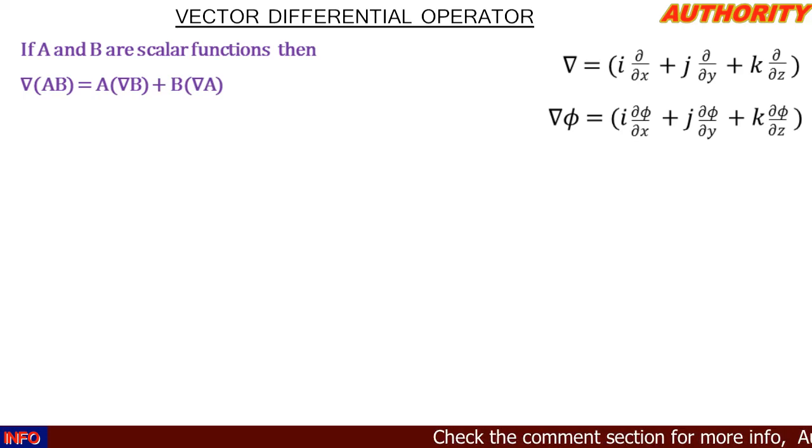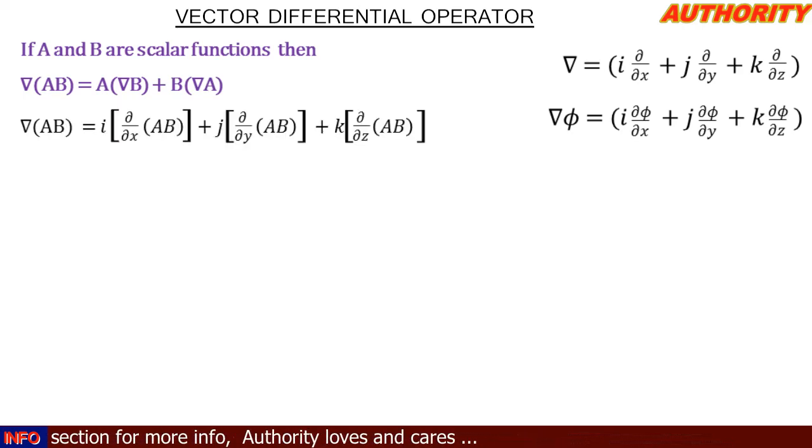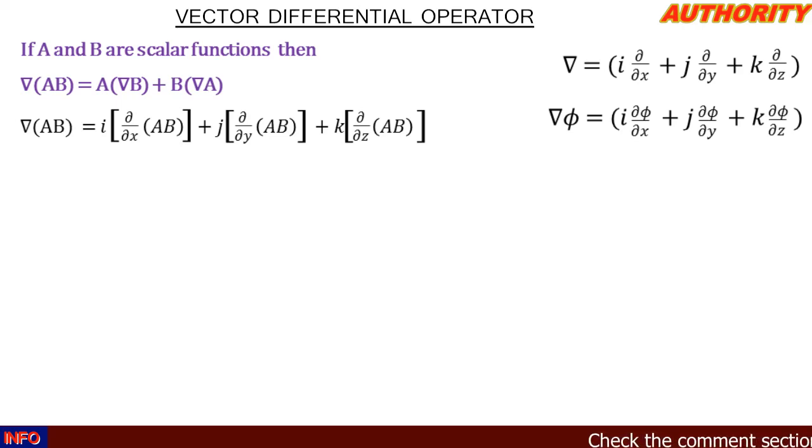Let's start with the left-hand side, the gradient of AB. What does it mean? Going with the definition, that means we're going to have on i component the partial derivative of AB with respect to x, plus on j component the partial derivative of AB with respect to y, plus on k component the partial derivative of AB with respect to z.